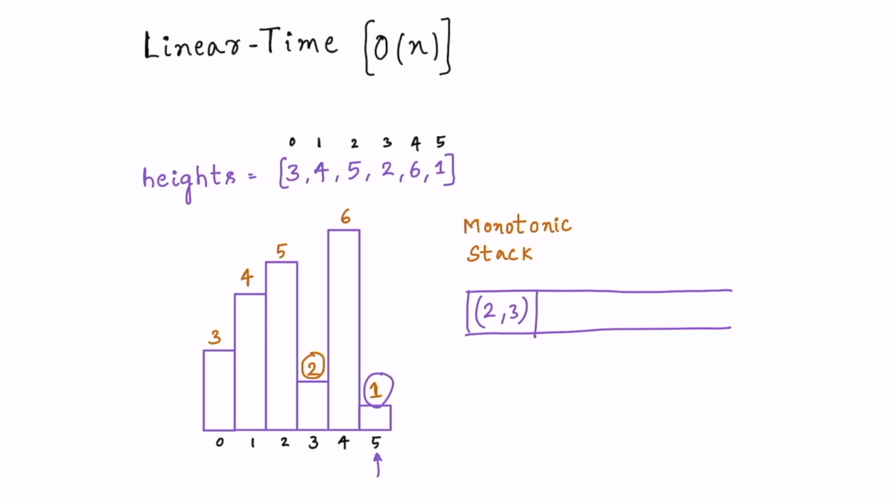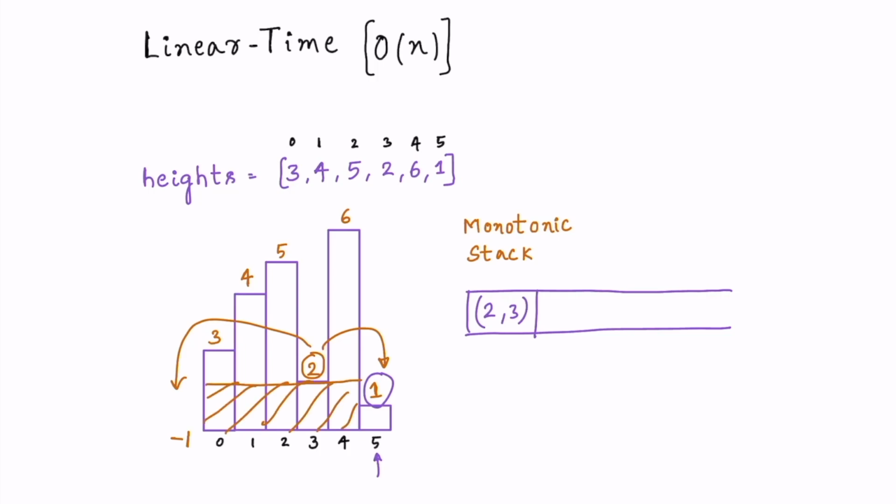Again, the current bar has height 1 and it forms the right edge. So the right edge of top of the stack is this, and there is no previous element in the stack, so the left edge would be minus 1. And the rectangle formed here is this.